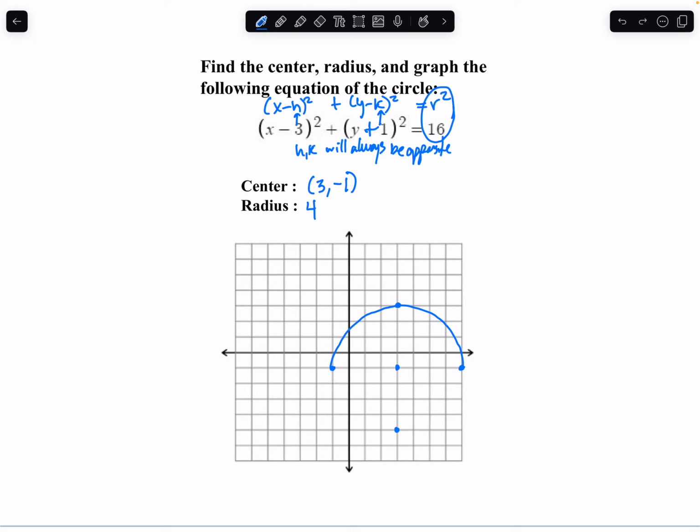I'll try this one again. All right, let's do one last example. Let's try to put a few more things together. But this is the essence of it.